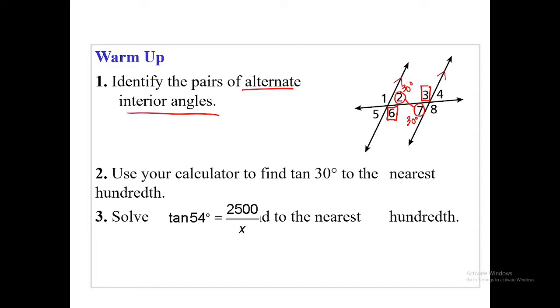Remember that all the time because we will be using that concept later on. Again, alternate interior angles are always equal. So we will proceed to our next problem now. So let's just skip that.